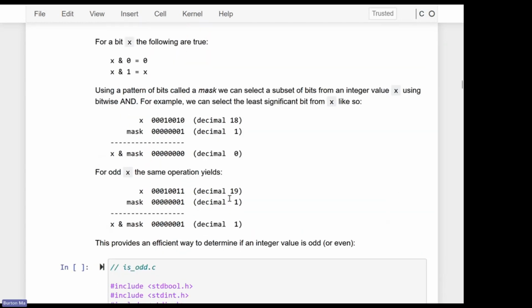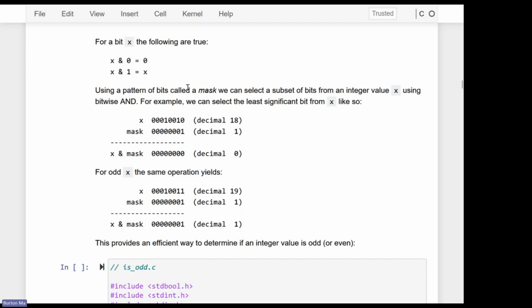Okay, so this turns out to be a lot more useful than you think it's going to be. For any bit X, the following is true. Regardless of the value of X, X AND zero is always zero. In other words, something AND false is always false. X AND one is always equal to X. So if X is one, one and one is one, but if X is zero, zero and one is zero.